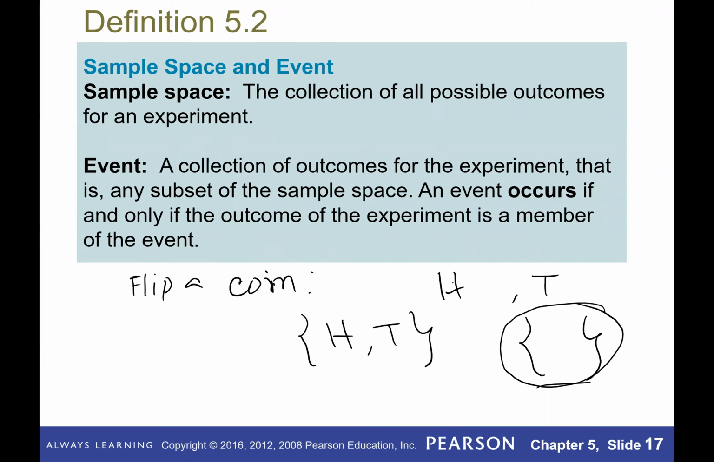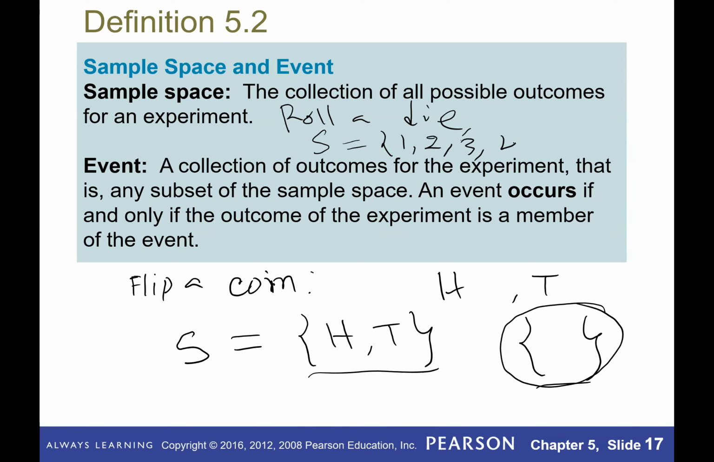So if we flip a coin, then we'll have 2 possible outcomes, either head or tail. So this is the collection of all possible outcomes. In this case, the sample space is denoted by S, which is equal to this set, the collection of all possible outcomes. If you roll a die, then we'll have 6 possible outcomes, right? Then in this case, the sample space will be {1, 2, 3, 4, 5, 6}. So this is the sample space.